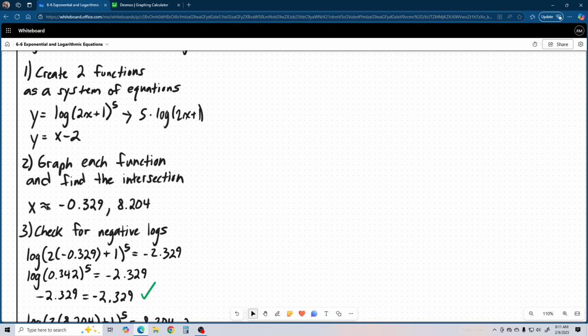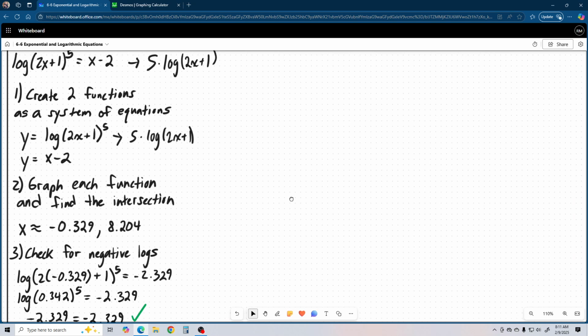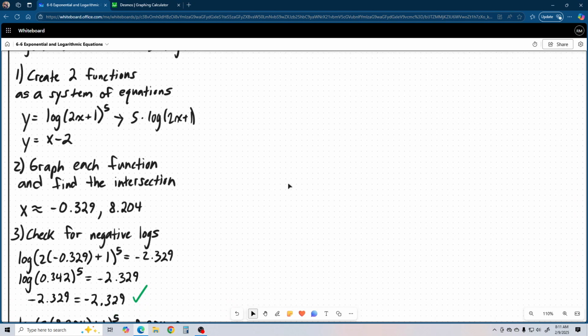Okay, so we graphed them, we found x. Now what do we have to do? We have to check and see if they're correct answers.